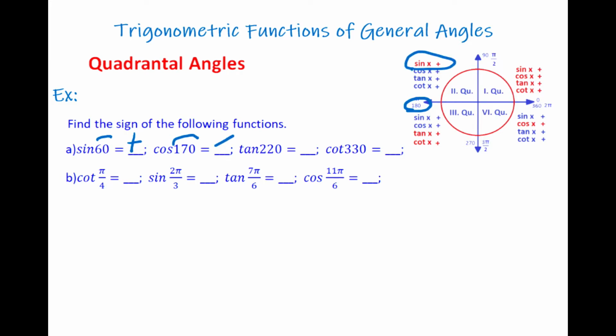Tangent 220. 220 is in the third region, right, which is right here. And as we see here, tangent is plus. So I'm going to put here plus. And cotangent 330. 330 is somewhere between 270 and 360, right? So over there, only cosine was positive. That means cotangent is negative, guys. Cotangent pi divided by 4. Pi divided by 4 is less than pi divided by 2, right? So because this is the first region, then everything is plus.